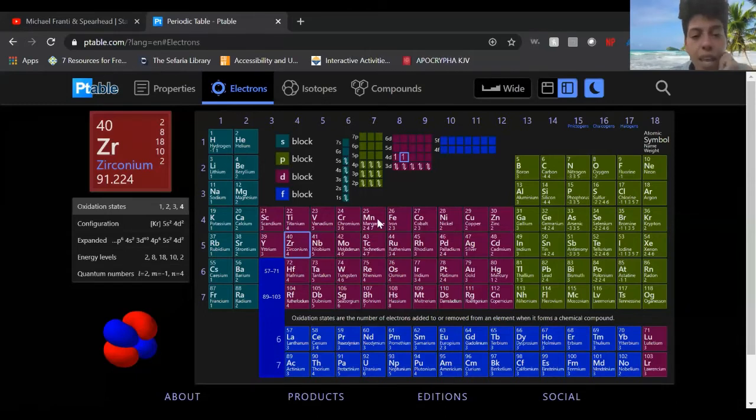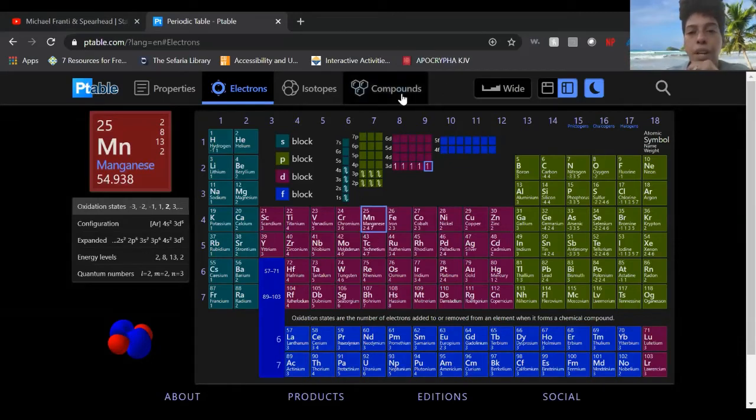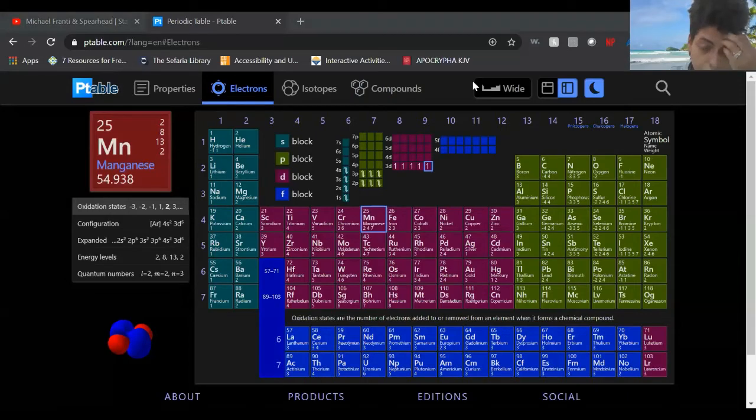Or let's say manganese. Its ion electron configuration would be argon in brackets 3d5, because it's going to lose those 2 4s electrons. All right, back to the PowerPoint.